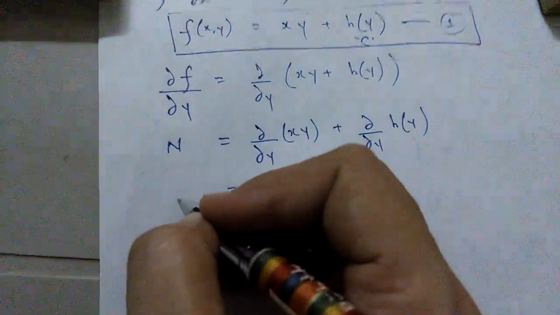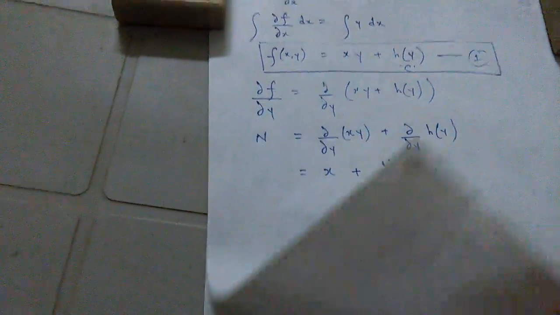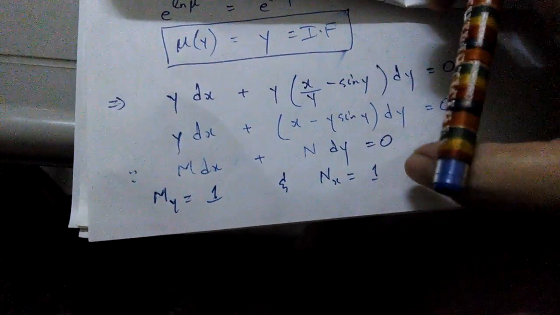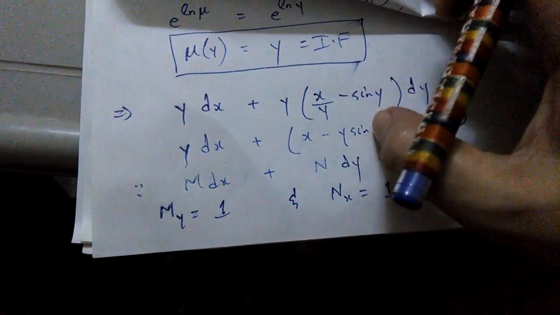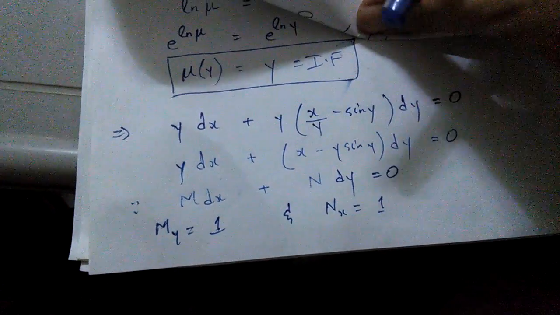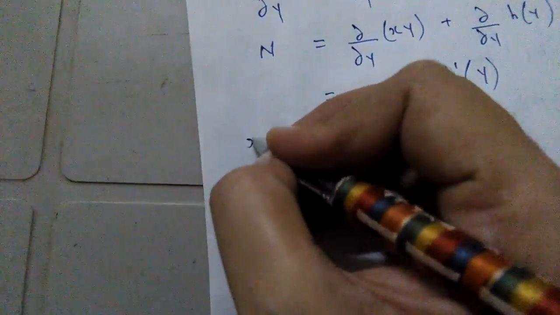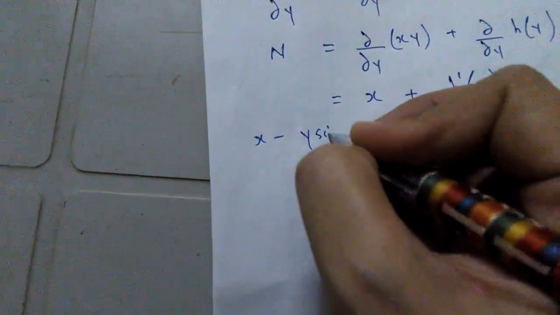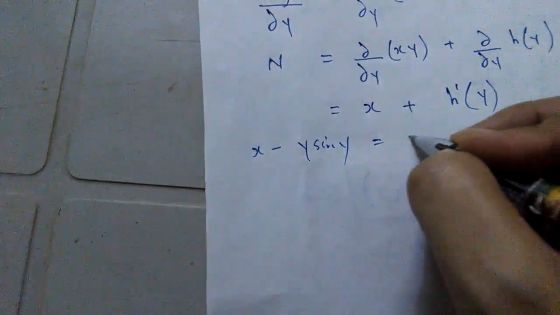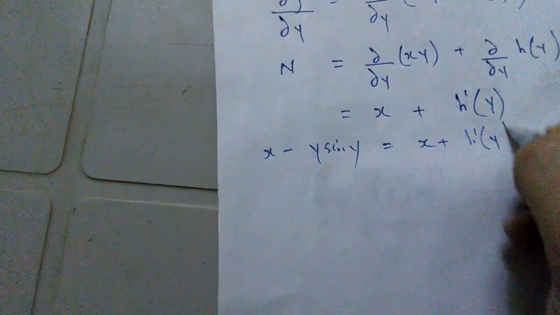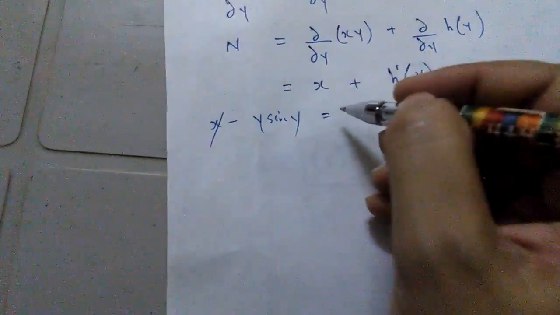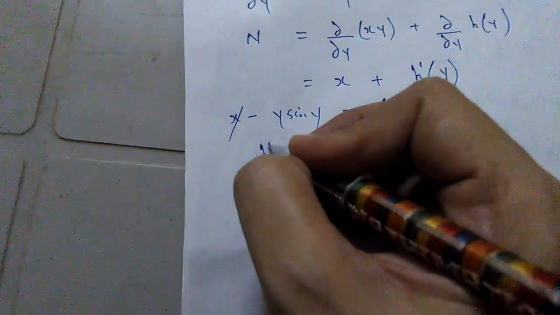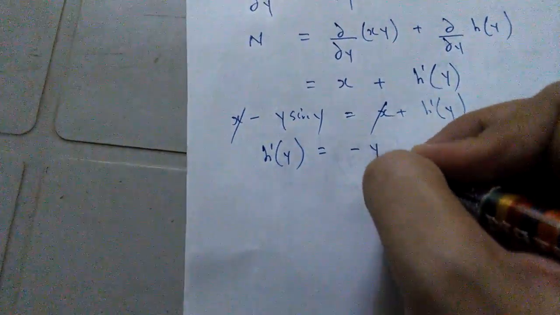And this is N. What was N? I have to turn the page once again. So what is our N? Our N was this: x minus y sine y. So x minus y sine y is our N, which equals x plus this thing. So this x and this x will get cancelled. This thing is equal to negative y sine y.